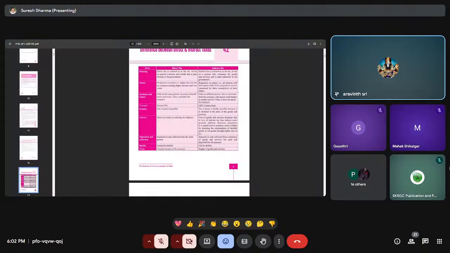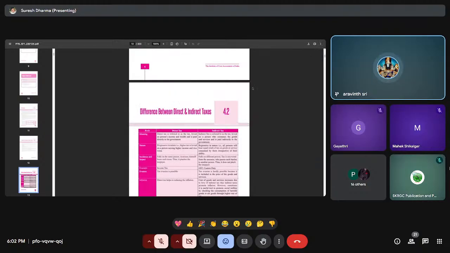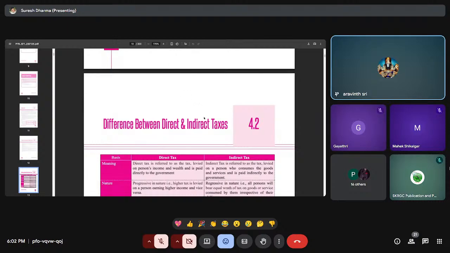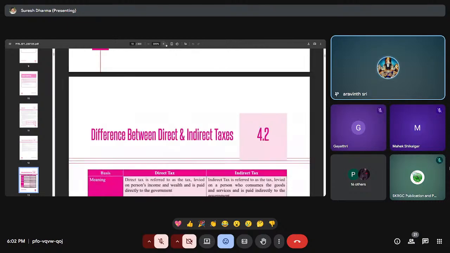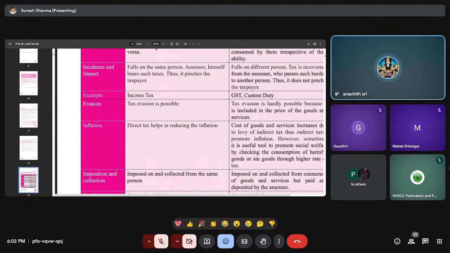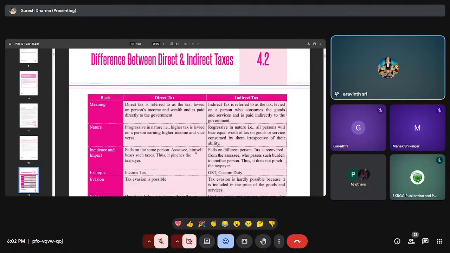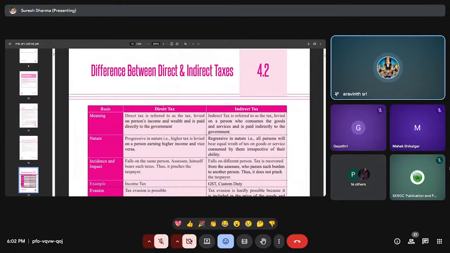Finally, I conclude with the difference between direct tax and indirect tax. What is the difference between direct tax and indirect tax? Direct tax means income tax. We earn income and we pay tax to the government.